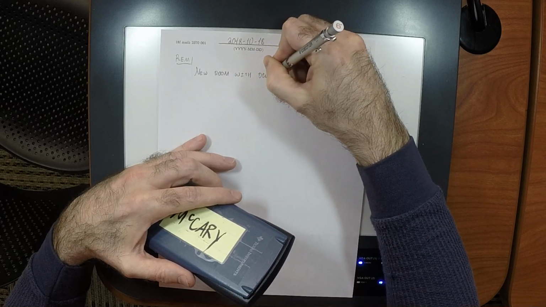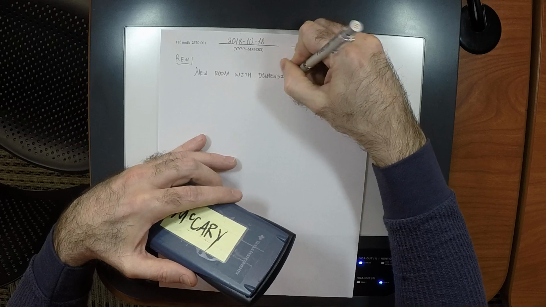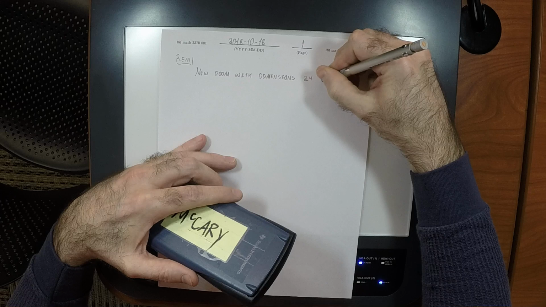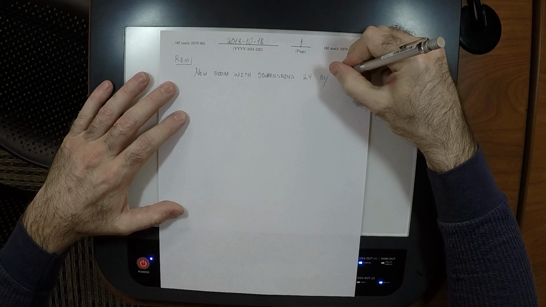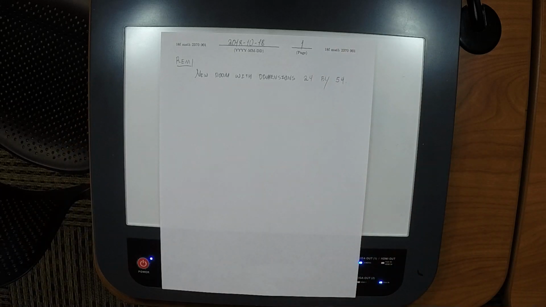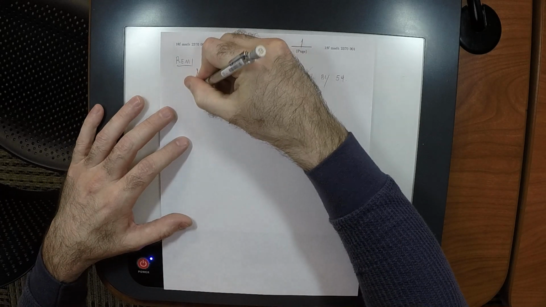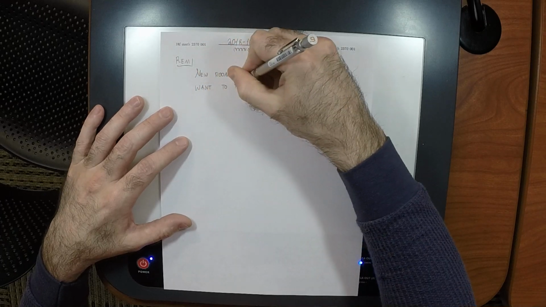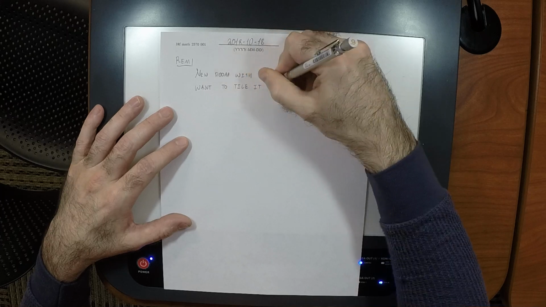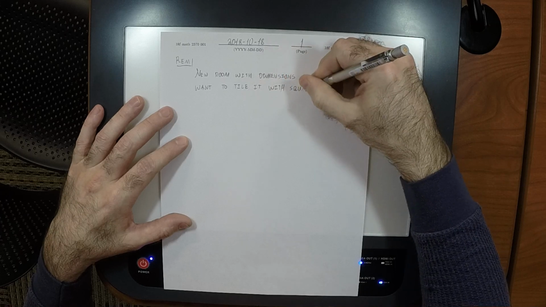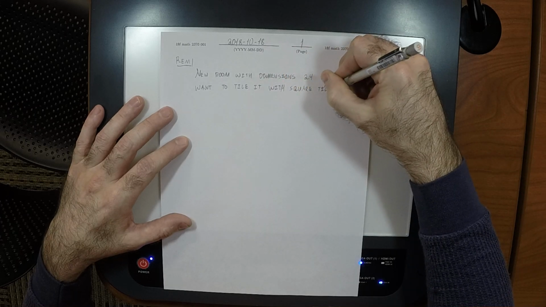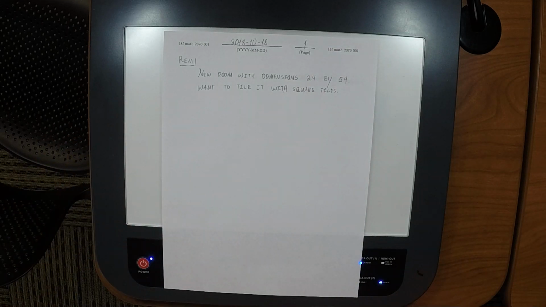With dimensions, the floor plan is 24 by 54. And the thing is that I want to tile it with squares. So with, you know, square tiles. Meaning that I don't want to cut any of the tiles. I want all the tiles to be perfectly square. I want to lay them all out.